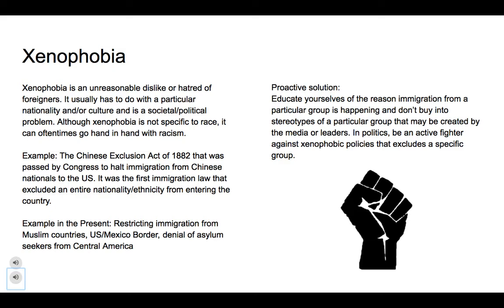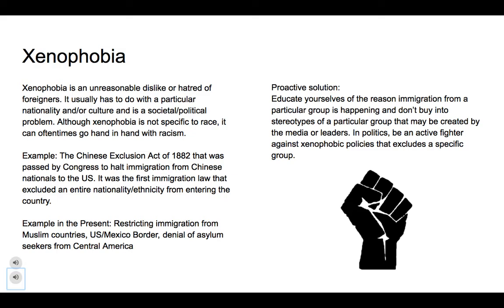Today, xenophobia is very much present in our current political climate. Xenophobic rhetoric and misinformation is often used to gain popularity amongst many politicians. We are seeing a whole lot of xenophobic behaviors and actions in politics, from efforts to restrict immigrants from mostly Muslim countries, also a drastic reduction in refugee admissions into the U.S., as well as efforts to build a wall along the U.S.-Mexican border, and more recently the denial of asylum seekers from Central America.